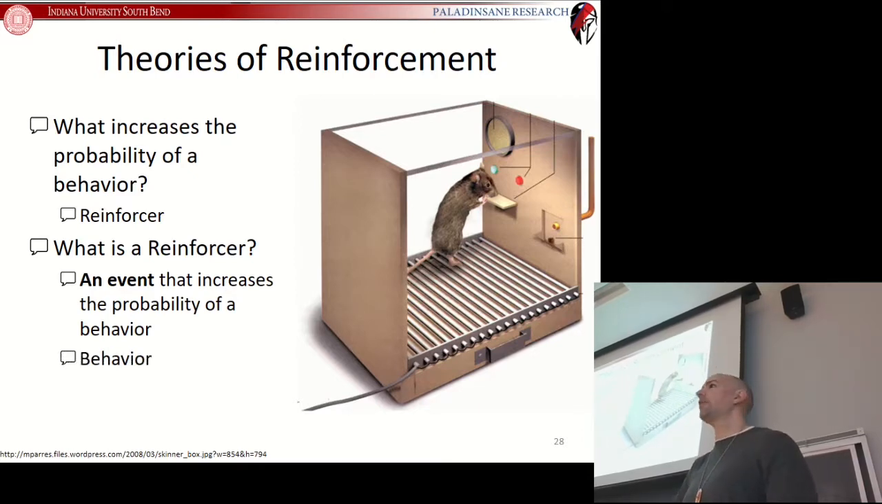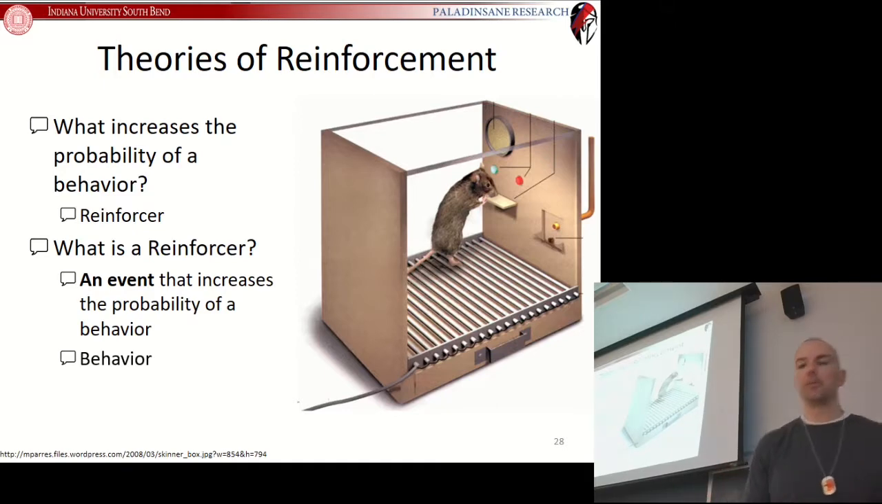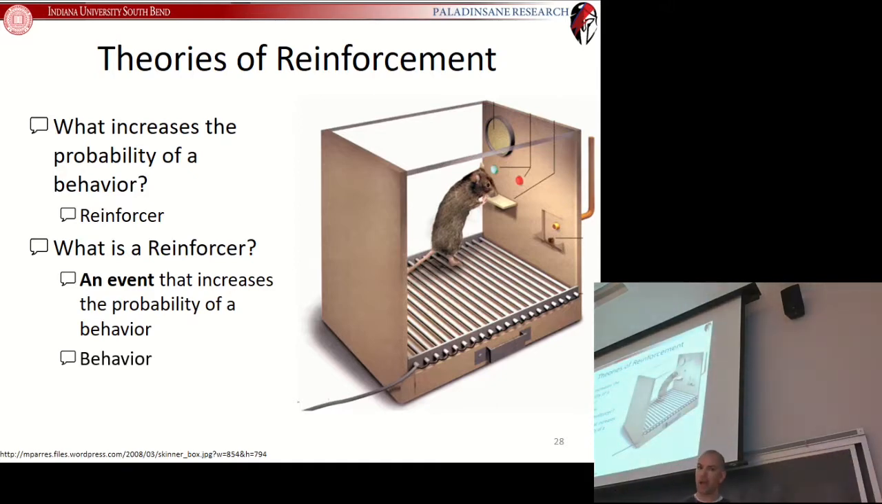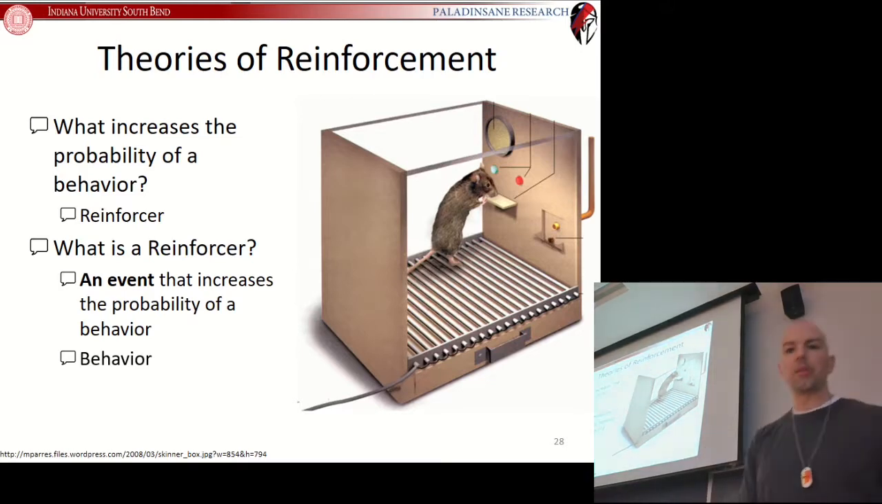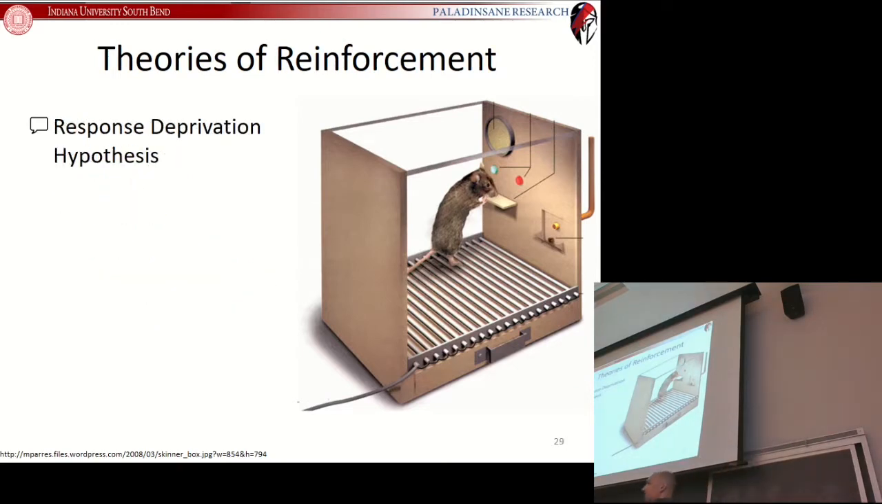So if you give somebody food, they're going to engage in the behavior of eating. If you give somebody access to TV, they're going to engage in the behavior of watching TV. So these reinforcers can be thought of in terms of behaviors. They can be thought of in terms of things that the organism can now do. So based on that idea that reinforcers are basically behaviors, they came up with what is known as the response deprivation hypothesis.